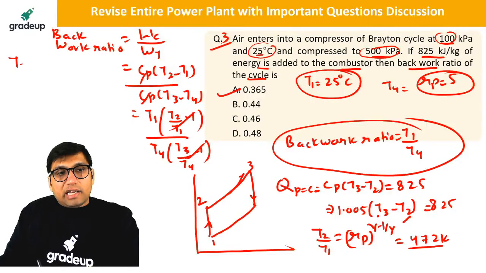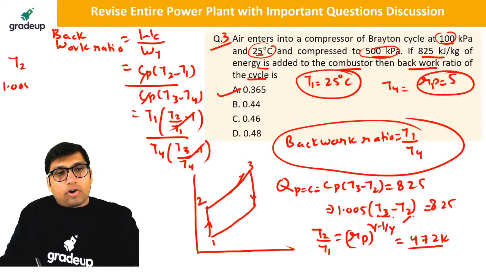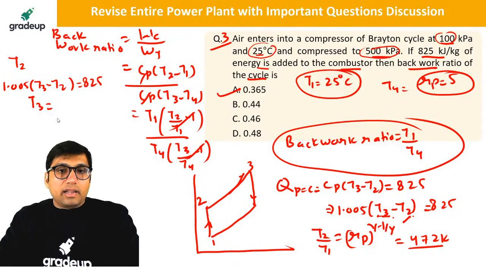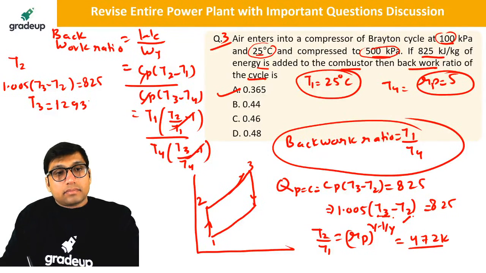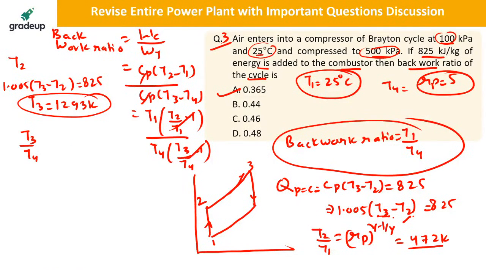And if you put the value of T2 here, you will be getting the value of T3. That is 1.005 of T3 minus T2 will be equal to 825. So T3 you will be getting from here, right? So T3 will be 1293 Kelvin. After getting T3, you have to find T4. So you know that T3 by T4 is equal to pressure ratio over gamma minus 1 by gamma. Or you can simply say that T3 by T4 is equal to T2 by T1. So you know T2, you know T1, you know T3, you can find T4 from here. T4 will be equal to how much?